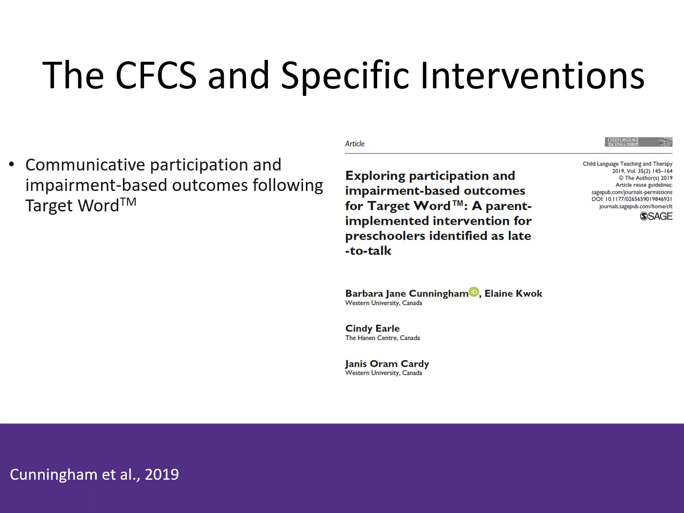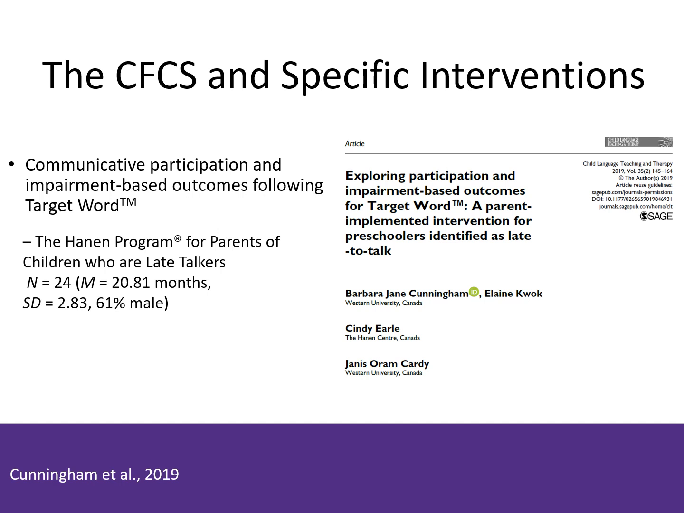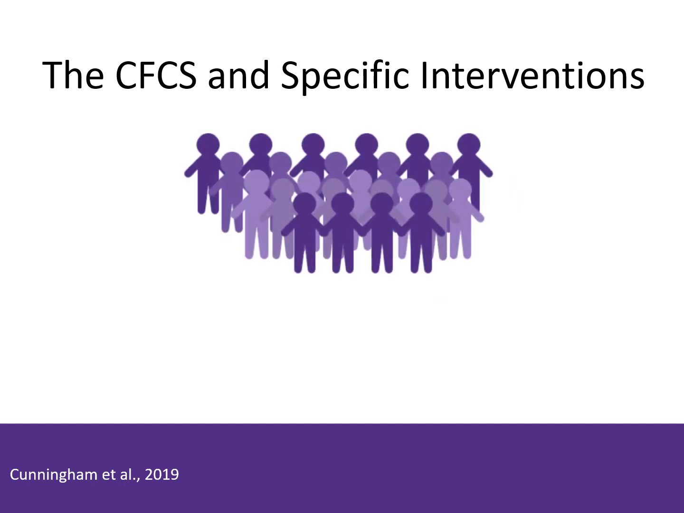The study explored communicative participation and impairment-based outcomes for children identified as late to talk, whose parents participated in Target Word, the Hanen program for parents of children who are late talkers. Parents of 24 toddlers participated in the study. Most children were male, and the average age was 20 months. All children were classified as CFCS Level 4 at the beginning of the study.